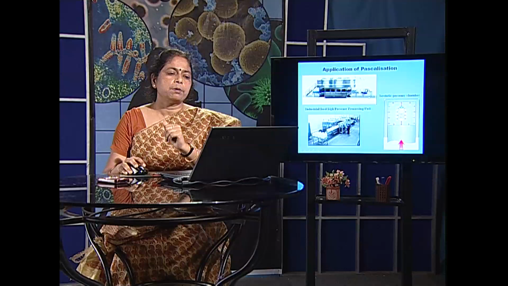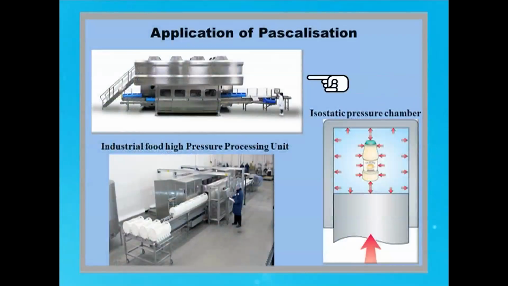Application of pascalization is mainly done in the industry where we have giant Pascal or pressure cookers where the industrial food high pressure processing units are maintained. Also the isostatic pressure chambers are there in the industry which go in for fruit juice preservation or where they get rid of the microbial cells.